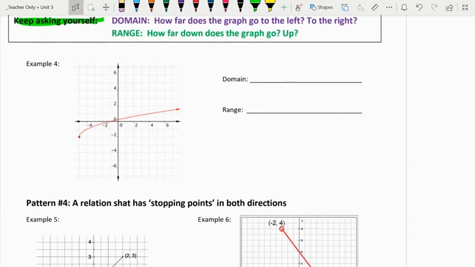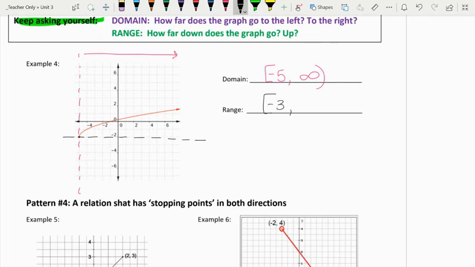On this first one, the farthest left that we go is over here. If you focus on your x values, that would be at -5. Again, bracket, because it's included, it touches at -5. Then we think, how far right does it go? It's going to keep going right forever, so infinity. Then we look at our range. Our lowest y value is right here at -3, included again, obviously.